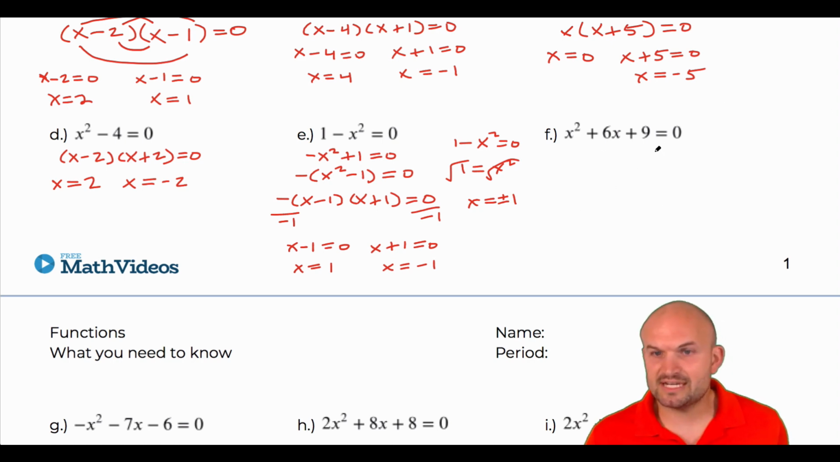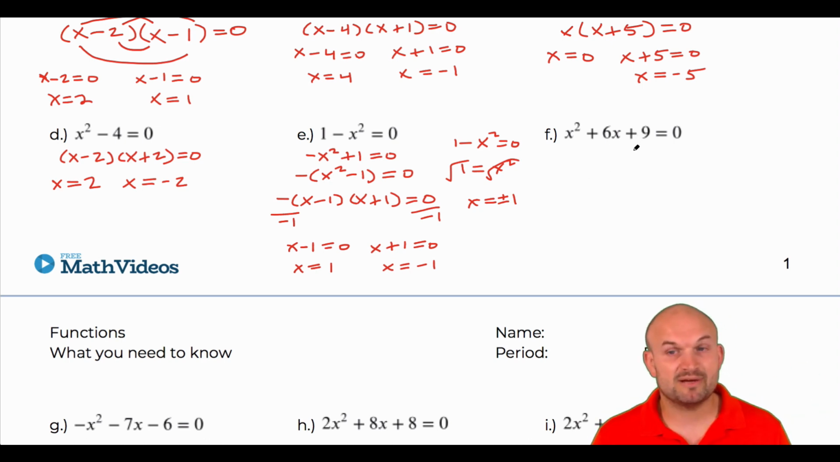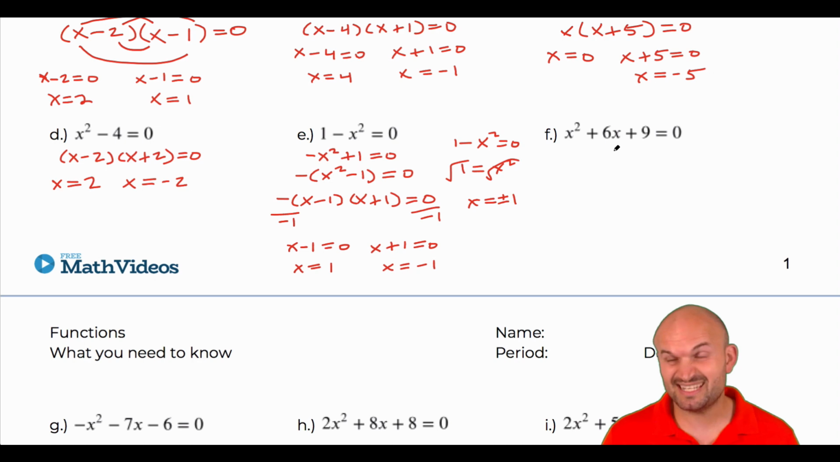All right, the next one here, hopefully you recognize: what two numbers multiply to give you 9 that add to give you 6? This is another special factoring technique. This is what we call a perfect square trinomial, because the numbers that multiply to give you 9 and add to give you 6 are exactly the same. x plus 3 times x plus 3.